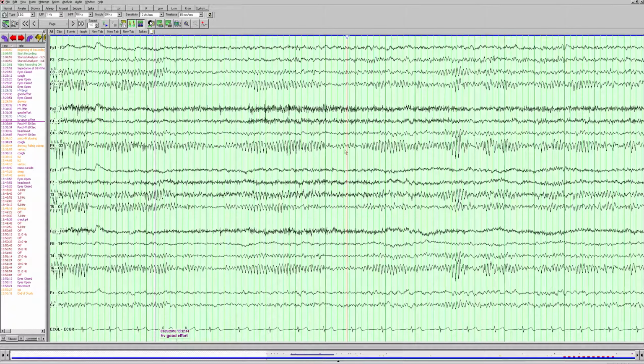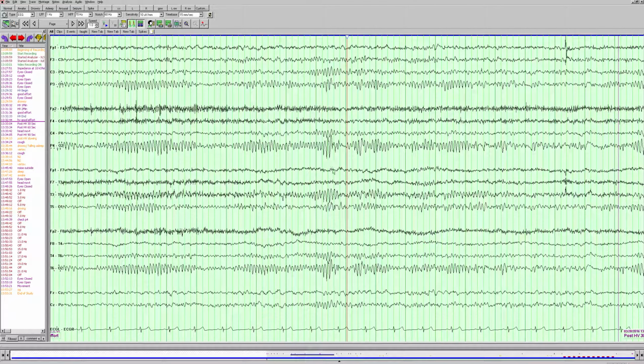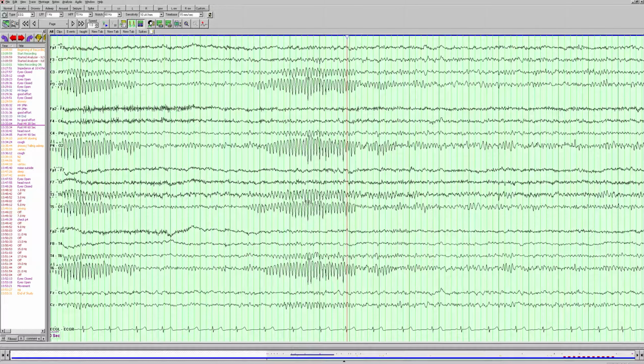Now I want to back up a little bit here to point out another finding. First of all, this may have caught the eye of some people. Because it is asymmetric, we see this activity here on the right, and we're not really seeing it there. This is just muscle artifact. This very sharp looking activity, darker, faster, that's just muscle, that's EMG artifact.